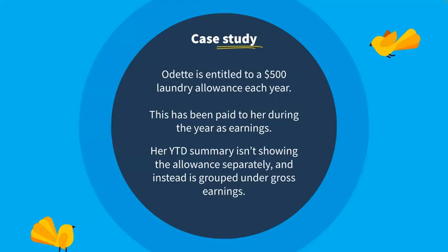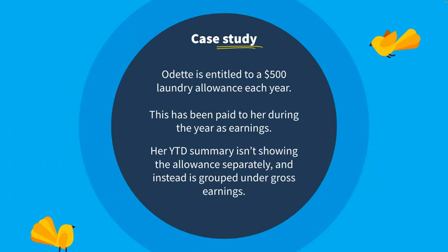Now, I realize that may sound confusing, so to make this clearer, we've actually created a mini case study just to show you how easy processing an adjustment can be. So my employee Odette is entitled to a $500 laundry allowance each year, and this has been paid to her during the year as earnings. Her employee summary isn't showing the allowance separately and instead is grouped under gross earnings, which wasn't picked up during finalization. So we need to process the adjustment.